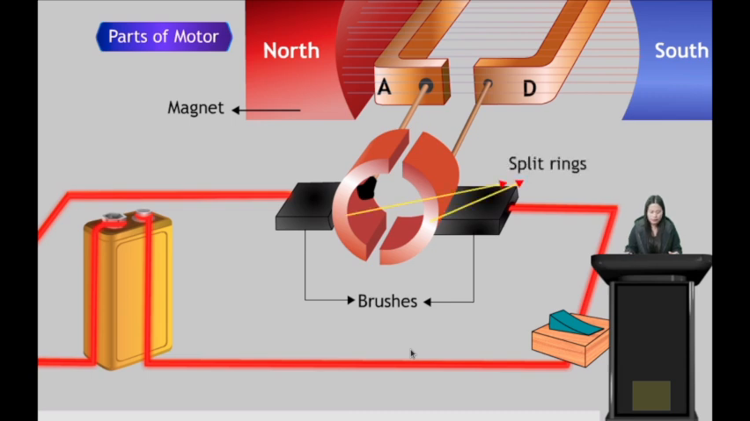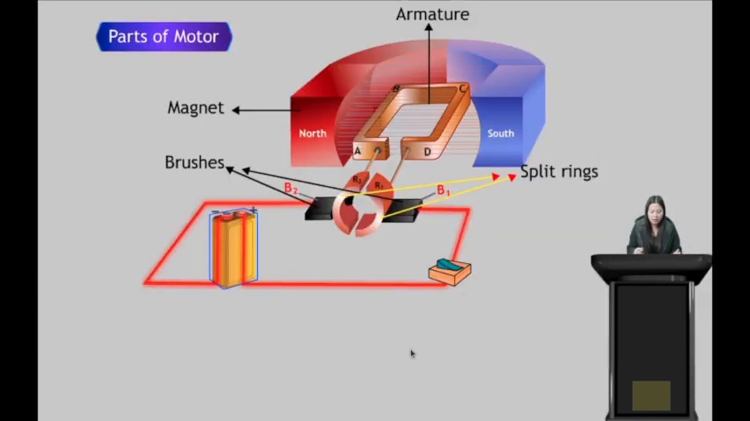The next part of the motor is split rings. If you observe carefully, this is not a full ring, but two rings which are split into half, right? So we have split rings. Let's name them R1 and R2. We also have the electric cell and the switch. So we have the magnet, armature, brushes and split rings in the electric motor. These are the different parts of the motor.